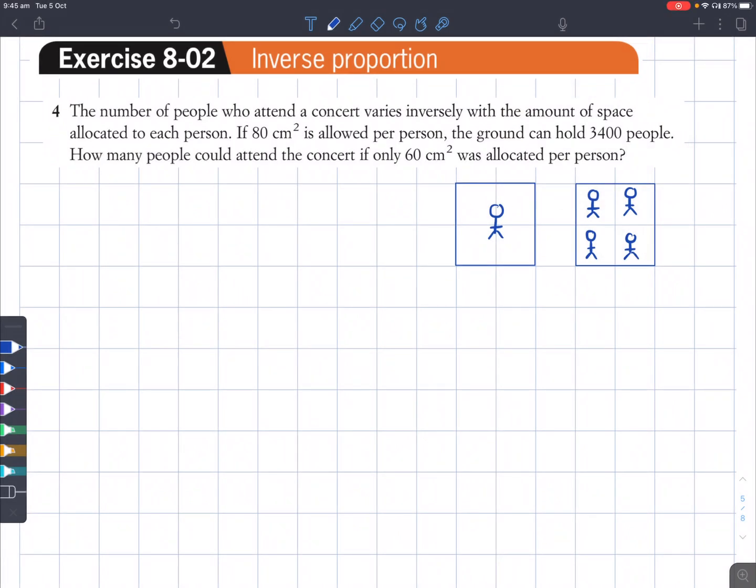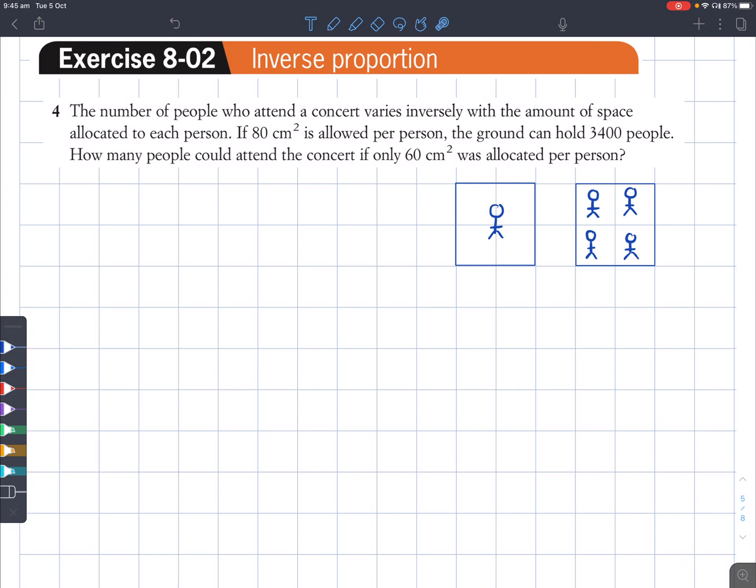Let's take a look at some more examples to do with inverse proportion. Question 4 says the number of people who attend a concert varies inversely with the amount of space allocated to each person. If 80 square centimeters is allowed per person, the ground can hold 30,400 people. How many people could attend the concert if only 60 square centimeters was allowed per person?